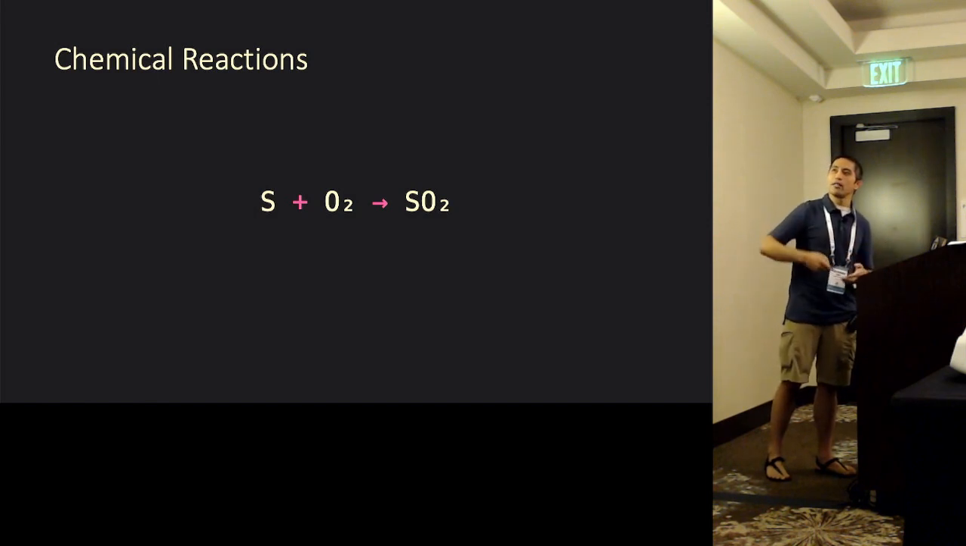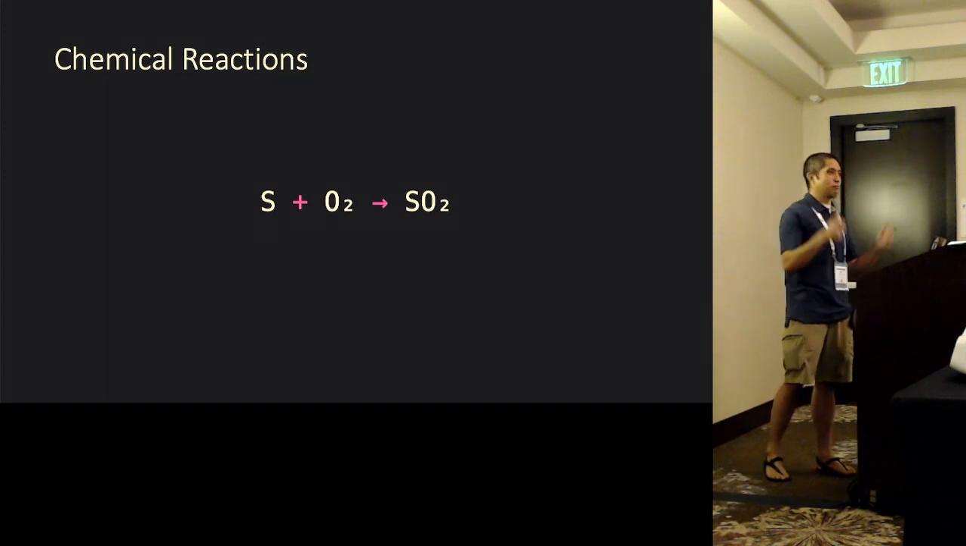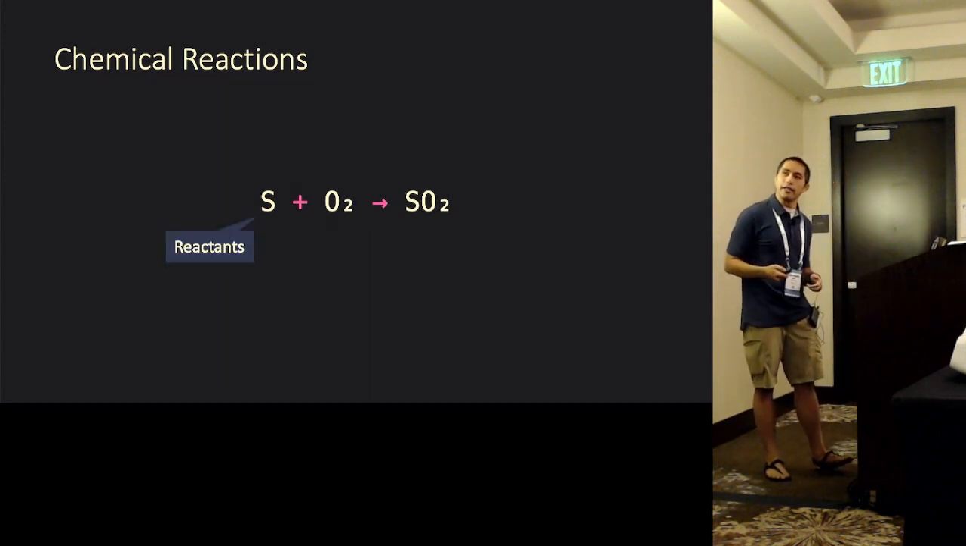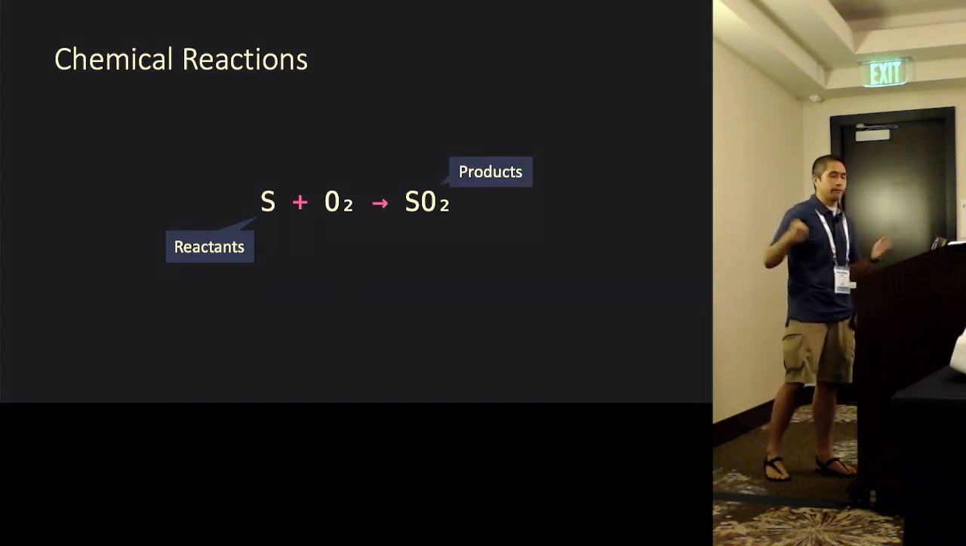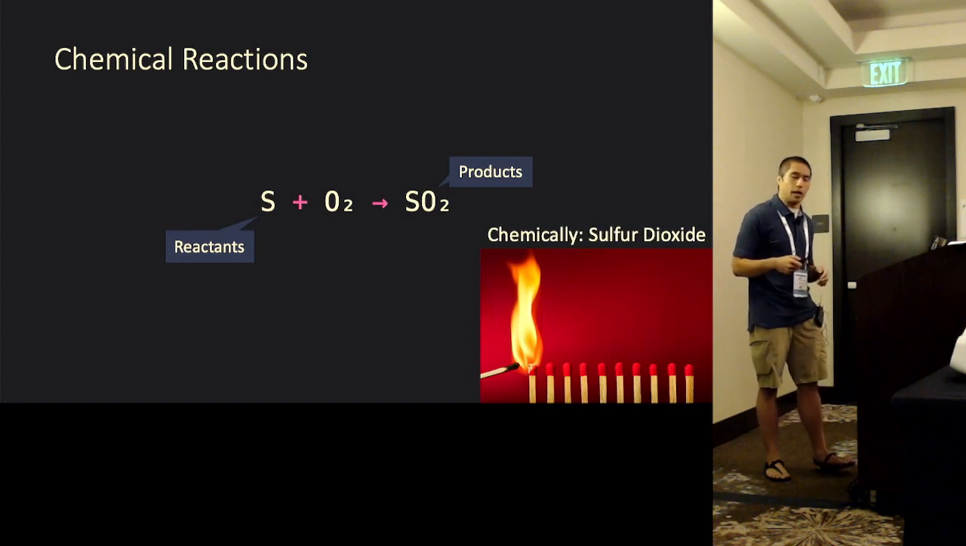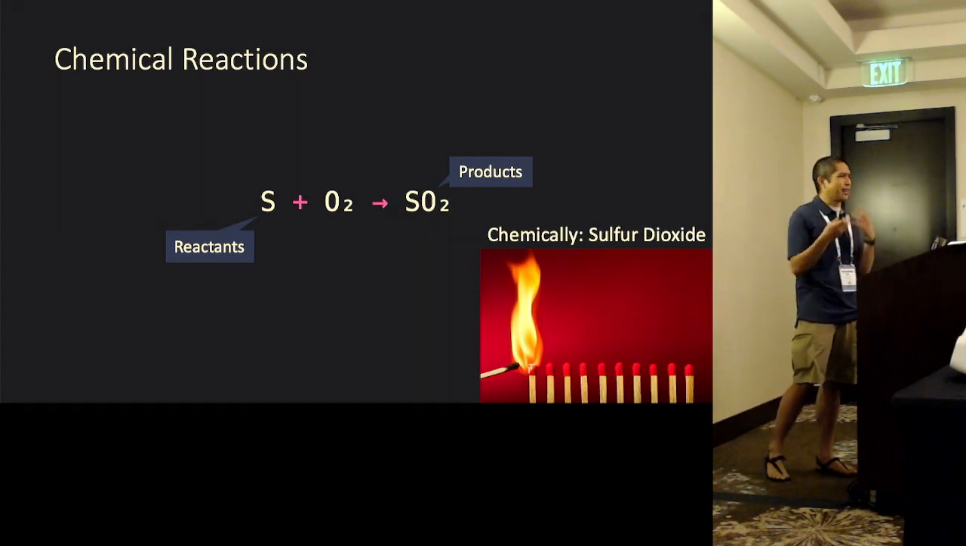So chemical reactions look like this. Sulfur and dioxygen combine into sulfur dioxide. If you don't remember how these reactions work, we have a collection of reactants on the left that, when present together, will combine to form a set of products. This is, of course, sulfur dioxide. This is that smell you get when you burn matches.